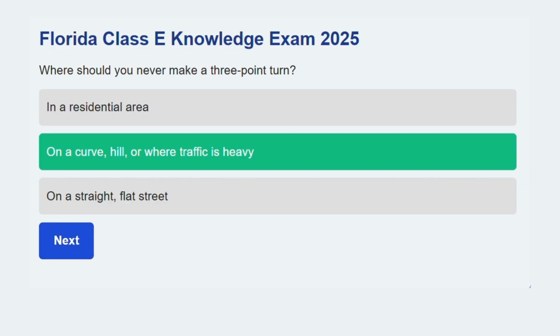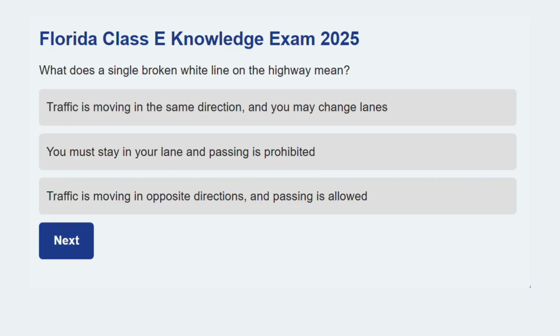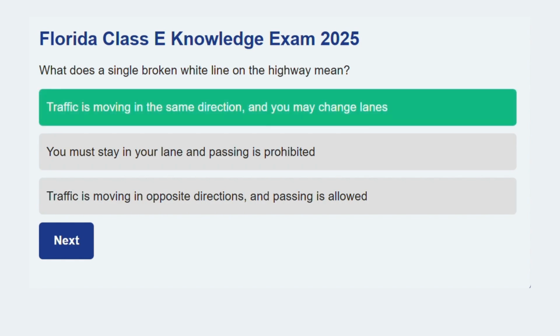Moving along now. What does a single broken white line on the highway mean? Traffic is moving in the same direction, and you may change lanes. A broken white line allows for passing and lane changes.